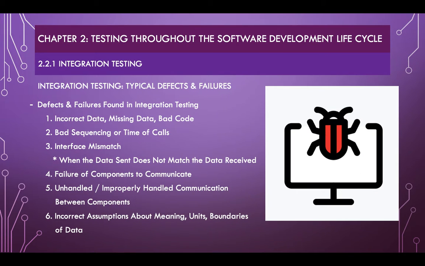Integration testing, the typical defects and failures found in integration testing are incorrect data, missing data, bad code, bad sequencing, or time of calls. Usually the time of calls matters if one system calls into another for something like vendor information, especially with credit cards. Interface mismatch, which is when the data sent does not match the data received. Failure of components to communicate, unhandled or improperly handled communication between components, and incorrect assumptions about meanings, units, boundaries of data.